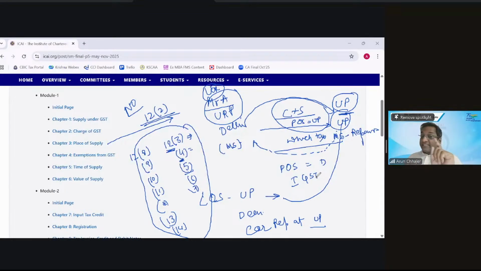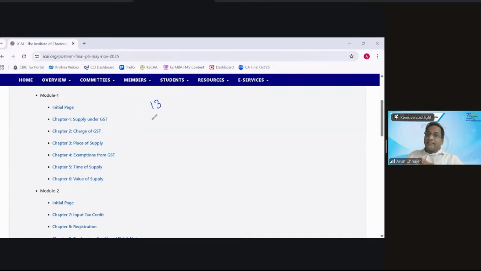Now, why is this the confusion? I'm telling you, I'm just omitting. When you refer to Section 13, Subsection 3, it talks about performance-related services with respect to goods. Section 13(3)(a) says that if the performance is rendered, then the location where you are doing the performance is the place of supply.